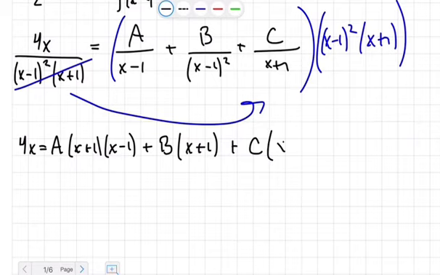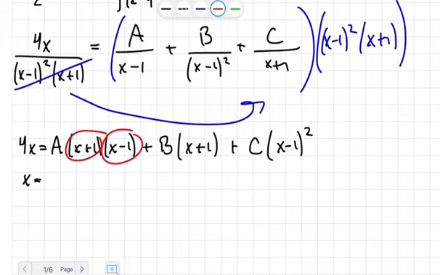So we have c times x minus 1 squared. And now we know, remembering back to the 2 methods that we have, once we have it written like this, we can start to plug in some nice values of x. And in particular, we can look at the different zeros of these terms. We have x equal to positive 1, x equal to minus 1. So let's start off with x equal to positive 1.